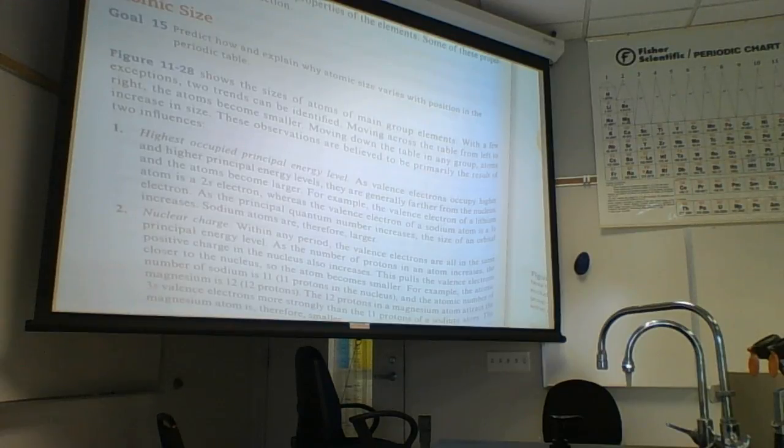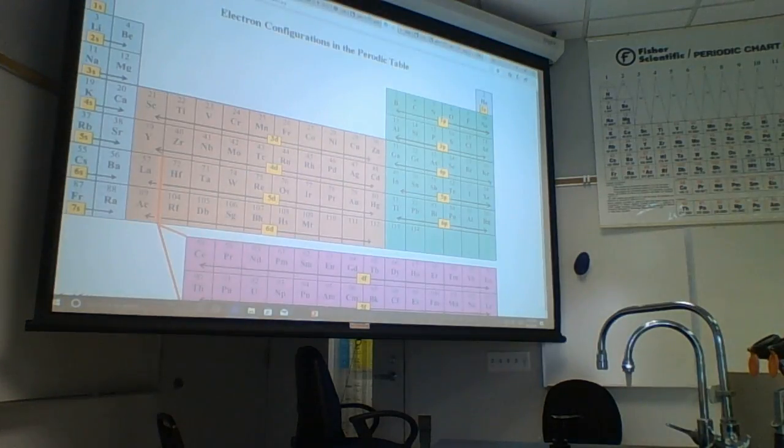So, for example, let's start off with lithium. Lithium is very small. We go down to cesium. Cesium is very big. Why? Because more shells. Cesium has how many shells? Yeah, 6 shells. If we take that 6th shell out, it's got 5 shells plus the 6th valence shell.